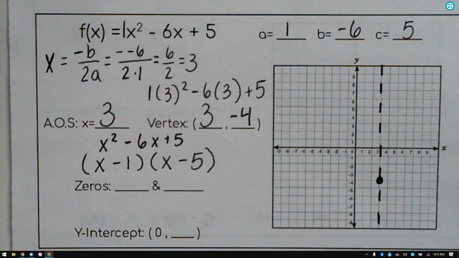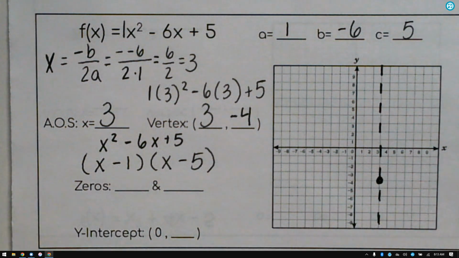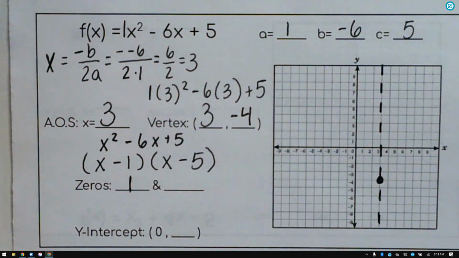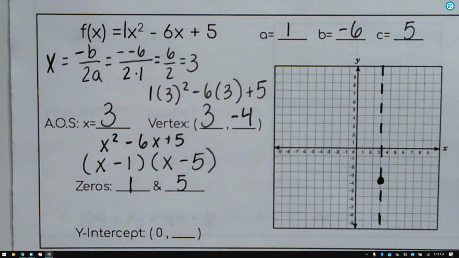Okay, from there, we are going to set each of those equal to 0 and solve. I'm not going to actually write it out because I know x minus 1 equals 0 when x equals positive 1, and I know x minus 5 equals 0 when x equals positive 5. So at this point, for the sake of time and the sake of space, you are more than welcome to just put down the opposites. So we do want to see your factored form and then put down the opposites.